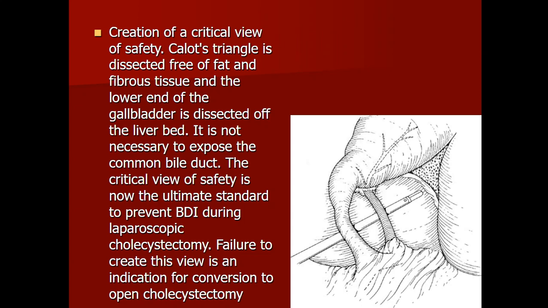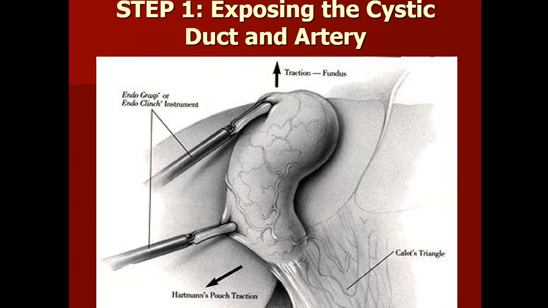Here's the typical idea of the cholecystectomy scheme. That's the creation of the critical view of safety. Calot's triangle is dissected free of fat and fibrous tissue, and the lower end of the gallbladder is dissected off the liver bed. It is not necessary to expose the common bile duct. The critical view of safety is now the ultimate standard to prevent bile duct injuries during laparoscopic cholecystectomies. Failure to create this view is an indication for conversion to open cholecystectomy.